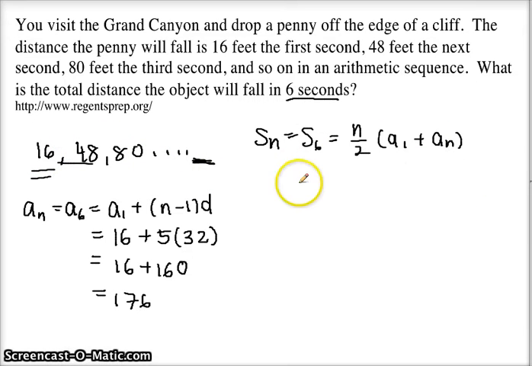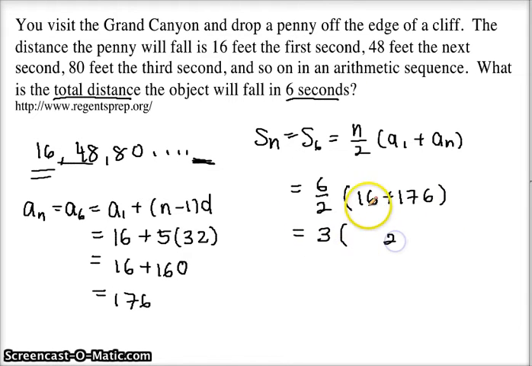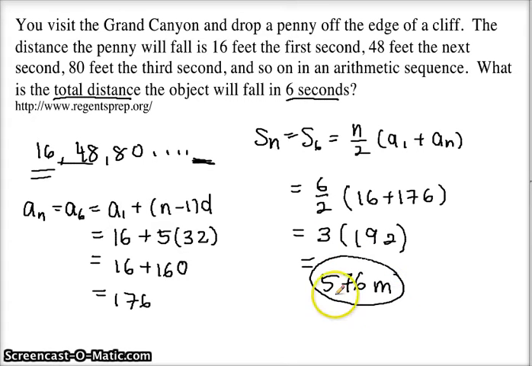So then I'm just going to plug all these numbers into this formula because I want to find the total distance the object is going to fall. So we have 6 over 2, and A1 is 16, and AN is 176. And then I'm just going to solve this. So 3, and we have 192. We're going to multiply that together. Okay, so 576 meters is the total distance the object is going to fall after 6 seconds.